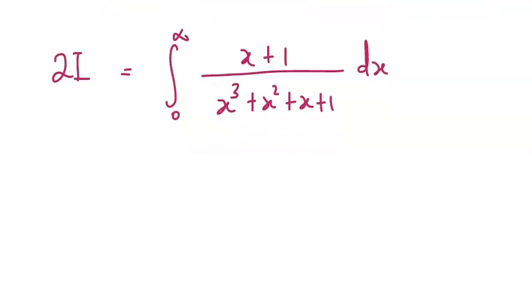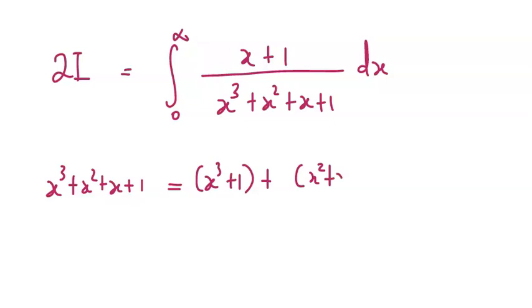Well, the denominator here can be factored, right? So this is the trick. Remember, we have x cubed plus x squared plus x plus 1. So I can write this as x cubed plus 1, put this in brackets, and then we have the other one, x squared plus x.